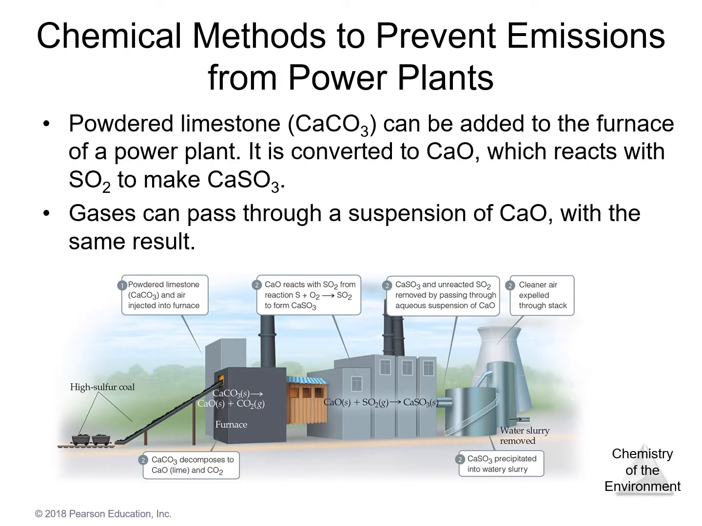Now, there are other means to prevent emissions from different types of chemical plants. They like to use what we call scrubbers. Powdered limestone can be added to the furnace of a power plant and is converted to calcium oxide, which reacts with sulfur dioxide to make, I think, CaSO3. The gases can pass through a suspension of calcium oxide with the same result. So basically, they put it in there, and it makes this.